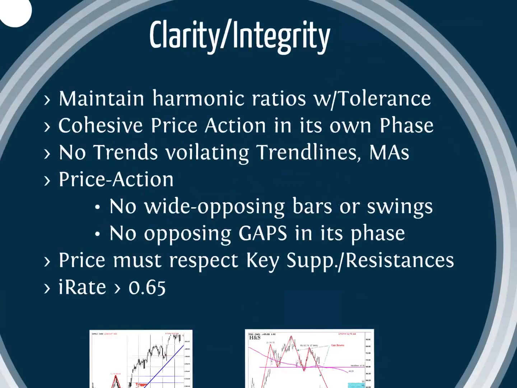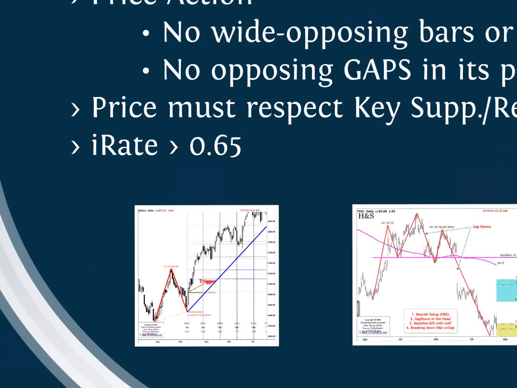That tells you whether the pattern has any integrity or not. So I look for that type of integrity rate, and that is again computed, and I also look for 0.65 or above for a pattern to succeed. So let me show you a quick example of it here.